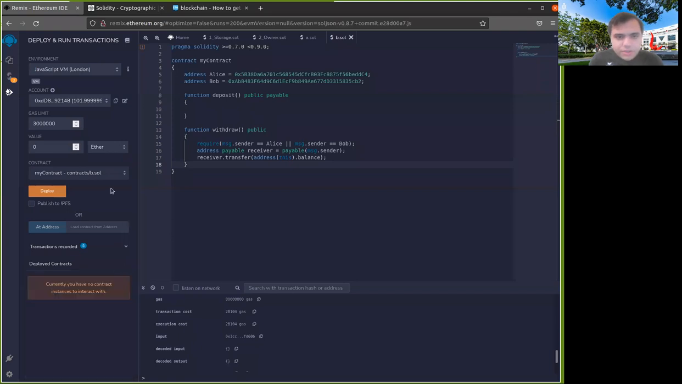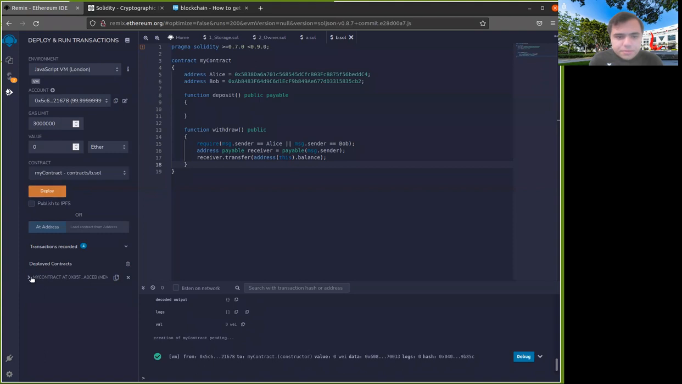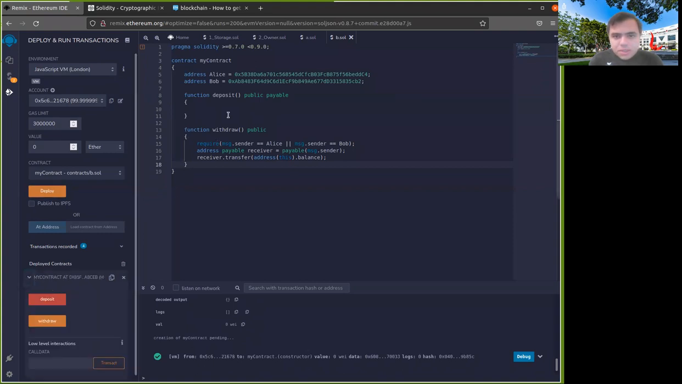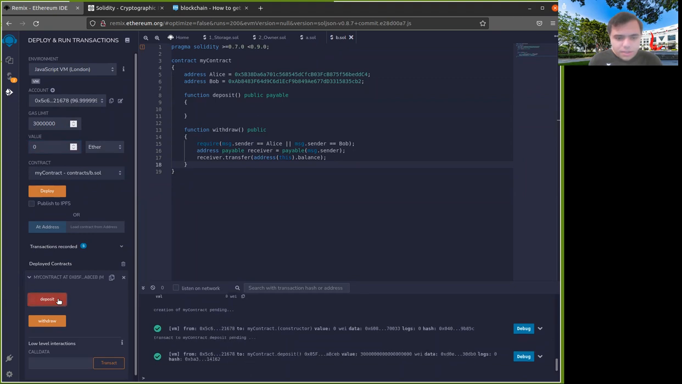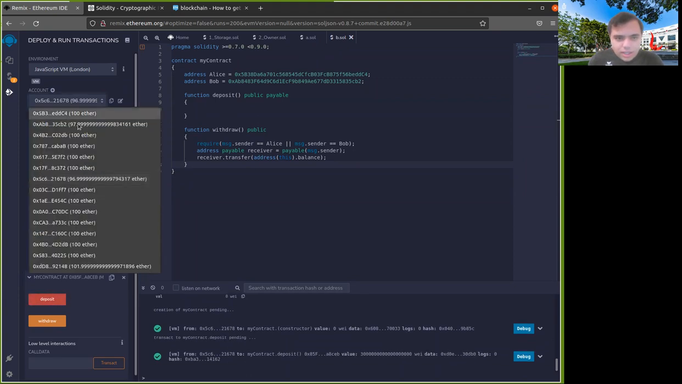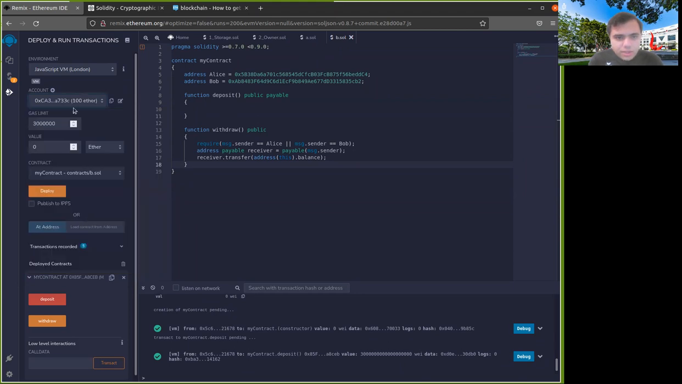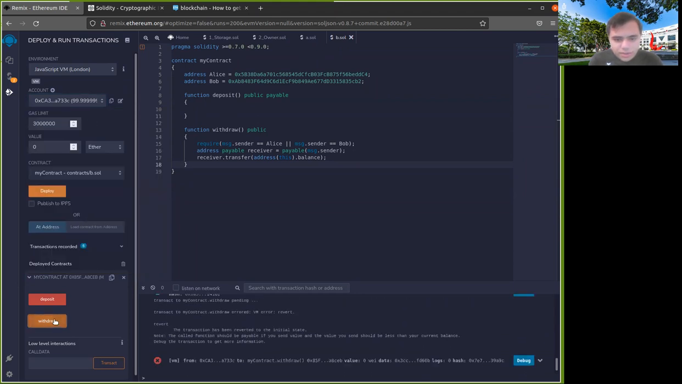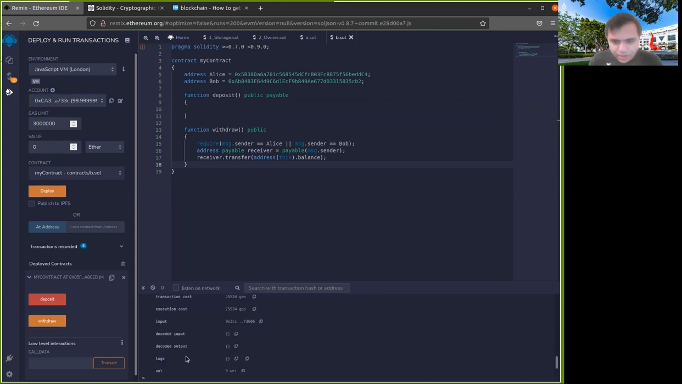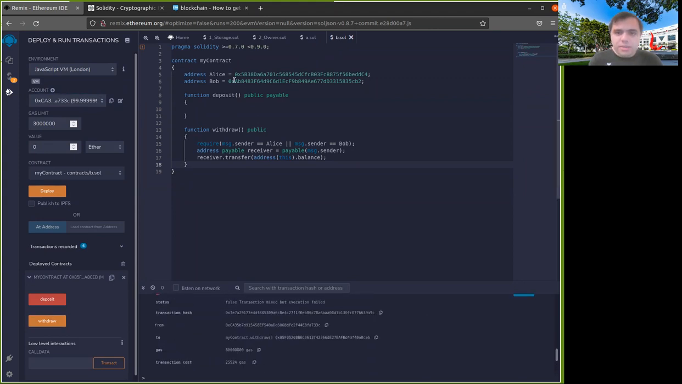Now, if I have this new contract and let's say again, I deploy it. Now, still anyone can deposit. So I can use this account that wasn't either Alice or Bob, and I can deposit, let's say, 3 Ether. But now if I want to withdraw, let's say with this account, I call withdraw and it fails because it wasn't either Alice or Bob that we had hard-coded.